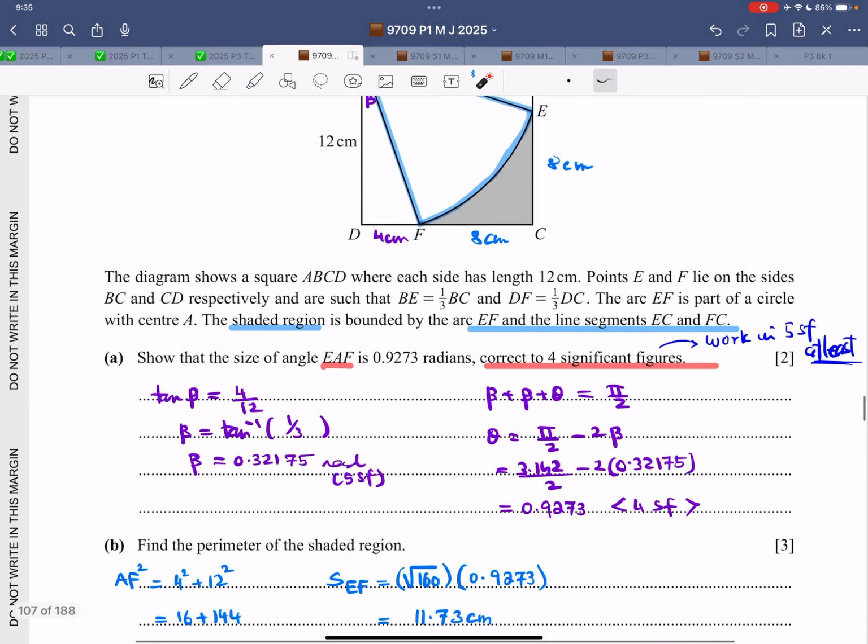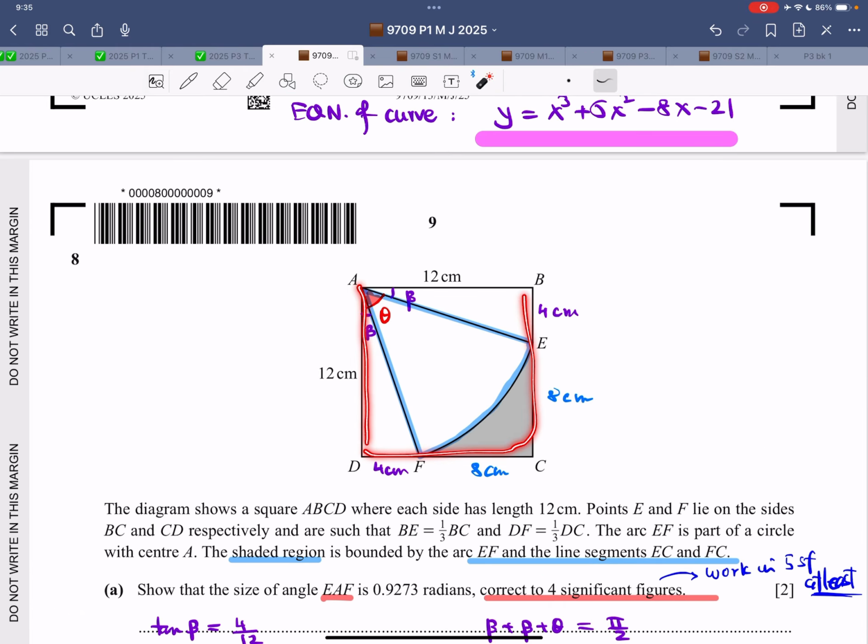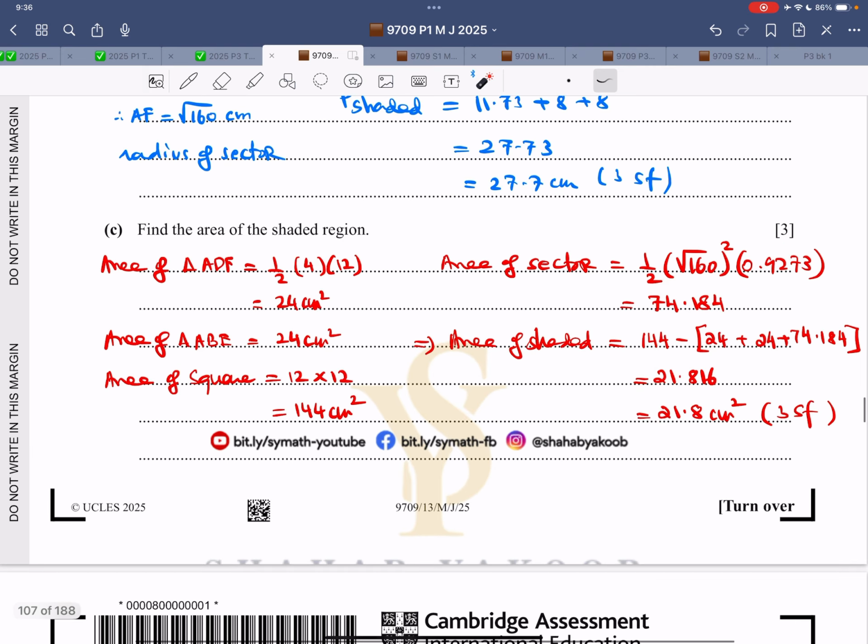Find the area of the shaded region. That means from this square, subtract this triangle, which is the same as this triangle, and this is the sector. If I subtract two triangles and one sector, I'll find the area of the shaded region. Area of triangle, half times base times height, 24. Area of the other triangle, 24. Area of square, 12 times 12. Area of sector, half r squared theta. I'm using the exact value to preserve accuracy. So square minus triangles minus sector is giving me this. Rounded off, you get this answer.